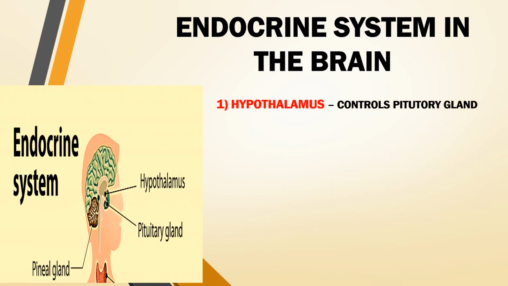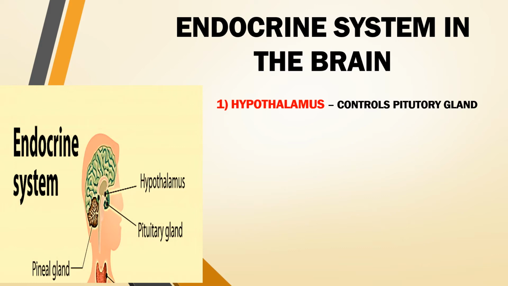First is the hypothalamus. It controls the pituitary gland. It is located in the floor of the diencephalon. It is a part of the nervous system. It produces hormones that are transferred to the pituitary gland. The hypothalamus controls the master gland, that is the pituitary gland. So, the hypothalamus is considered the control center of the endocrine system.